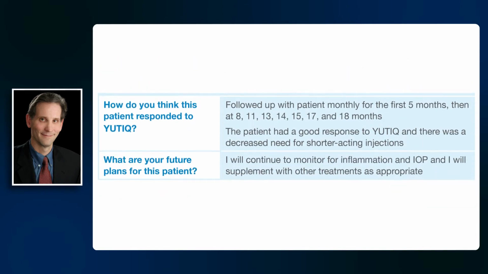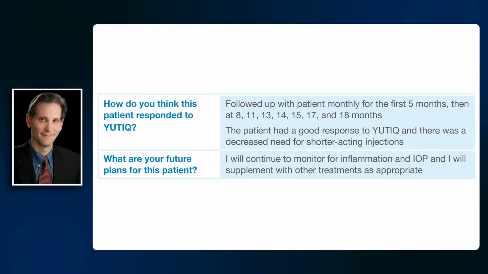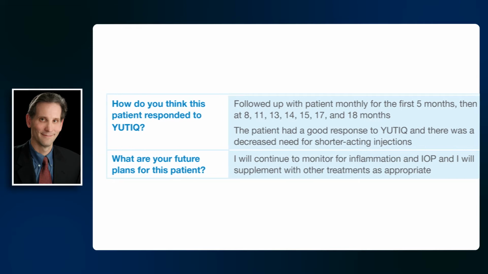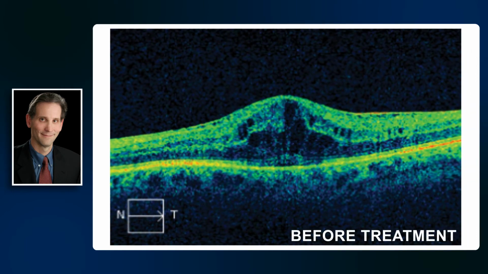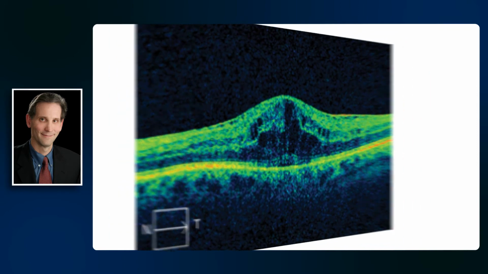In terms of following this patient, we followed him every month for 5 months to see whether or not his macular edema would recur, and to see if he would get an intraocular pressure spike, which he did not. Then he was followed at months 8, 11, 13, 14, 15, 17, and 18, really to make sure we weren't missing anything. This patient has now been followed for 2 years and has not developed a recurrence of his macular edema and has not needed rescue injections.